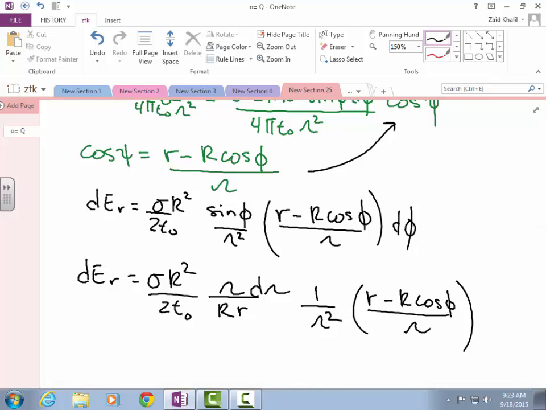Wait, we're not there yet. Because notice, what do we still have? We still have that cosine phi. dE is now in terms of script R, and I want to integrate it with respect to script R. But I have to deal with this thing. So how am I going to deal with that thing?